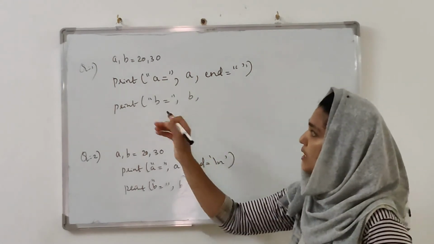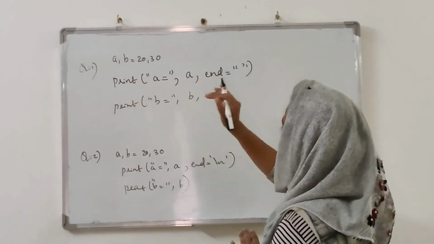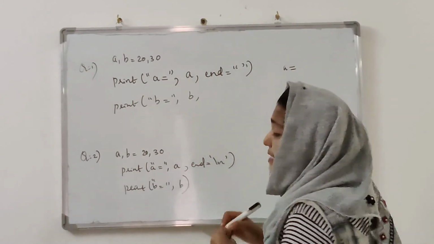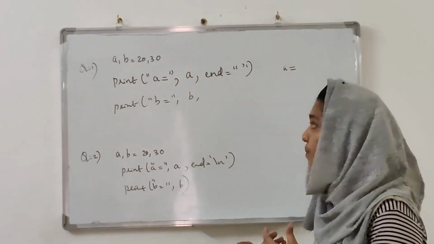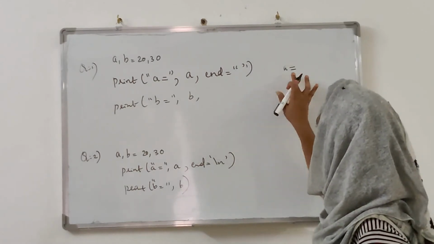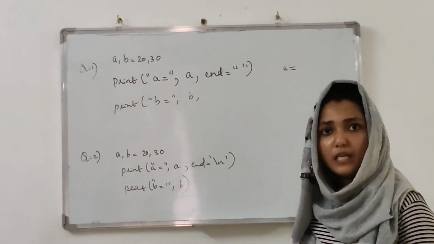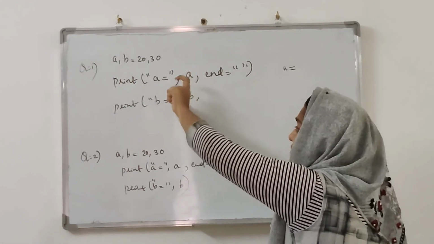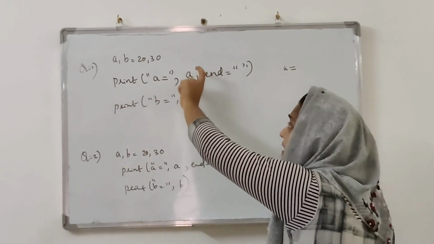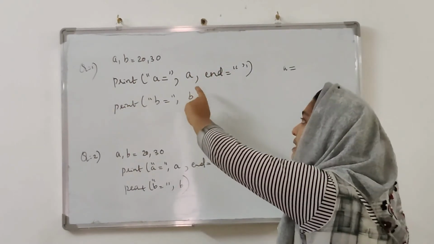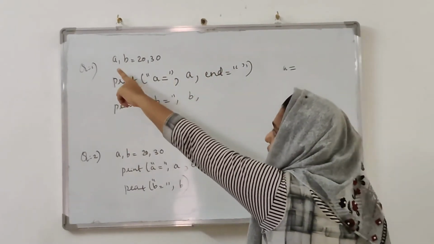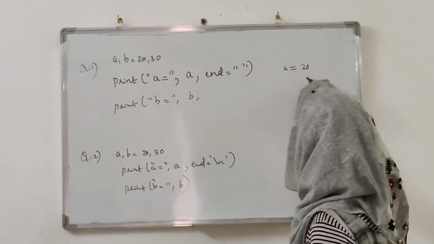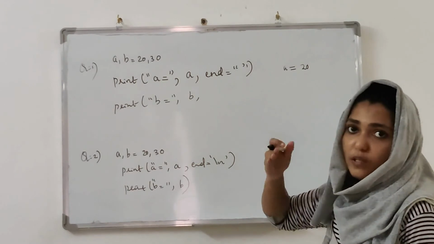Next is a print statement. So print "A is equal to". Inside the print statement, whatever we give inside single or double quotes will display on the screen as it is. So "A is equal to" will display as it is. Then a comma and after that A. This means we are trying to print the value of A. So the system will find out what is the value of A. What is the value of A here? 20. So A is equal to 20 will be displayed to the user.